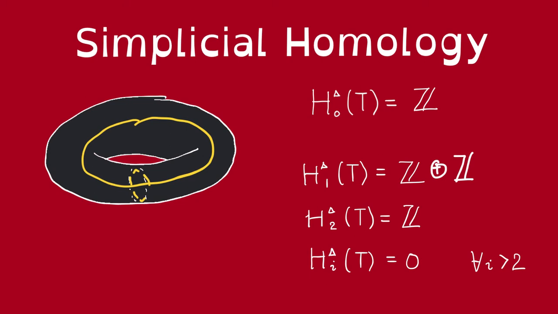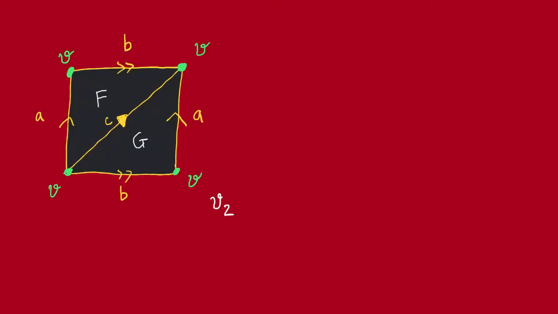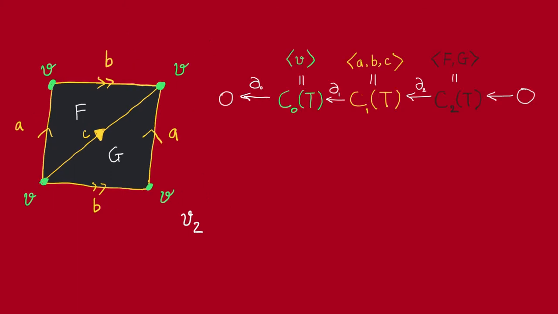Now let's actually compute this. To do so, we need to put on it a delta simplex structure. So let's use the following triangulation. With respect to this triangulation, the torus has one vertex, three edges, and two faces. Now to compute the homology groups, we need to know the boundary maps.